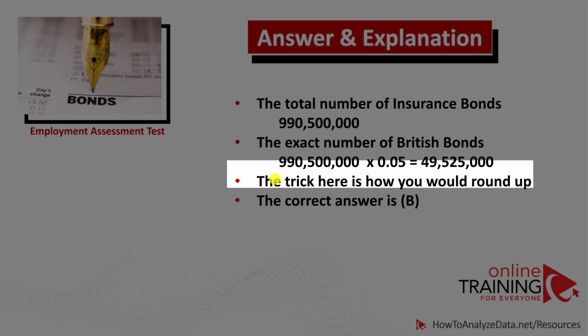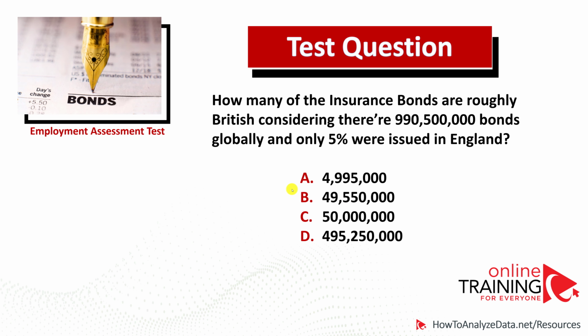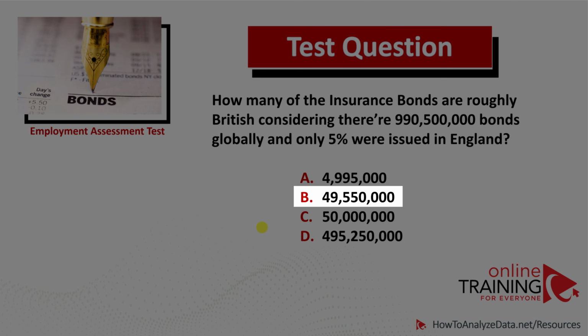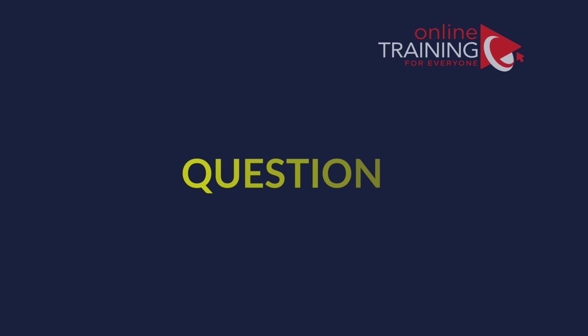49,525,000. The trick here is how you would round the number if you do have the calculator. And the second trick is which numbers you would pick if you do this as mental math without the calculator. Regardless, the correct choice is B, 49,550,000. Hopefully you've nailed this question.